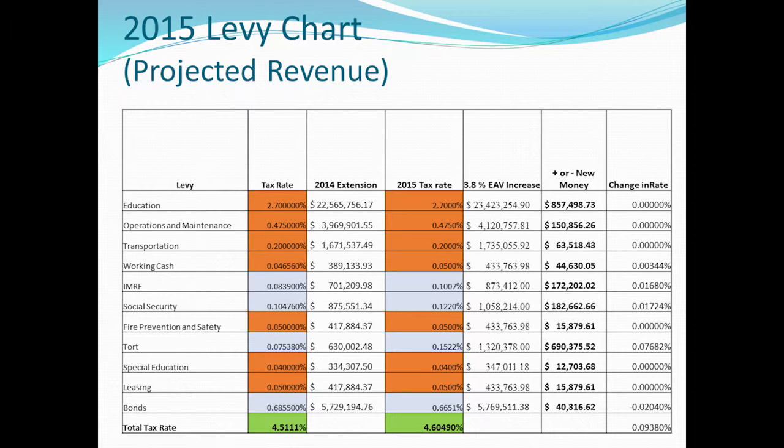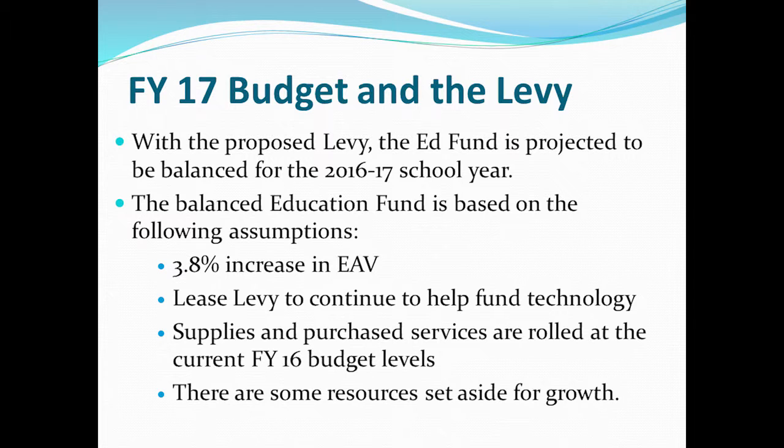The next slide is the FY17 budget and the levy. With the proposed levy, the ed fund is projected to be balanced for the 2016-17 school year. Actually, all of our funds are expected to be balanced for the 2016-17 school year. I'm not sure why I just put in the ed fund. The education fund is the one that has the most flexibility, the most ability to change, or the one that's most impacted by growth and things like that. So that's why we focus on it a lot. But it's based on the assumptions of a 3.8% EAV increase.